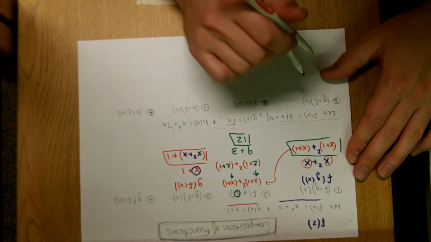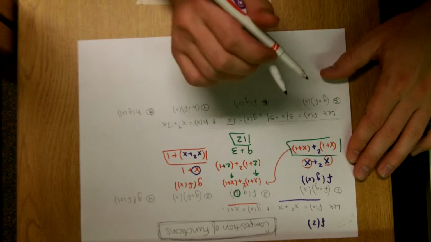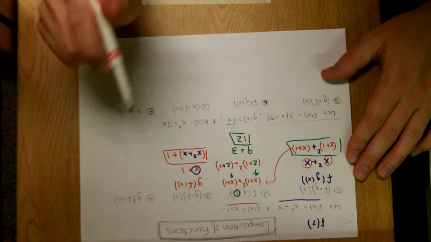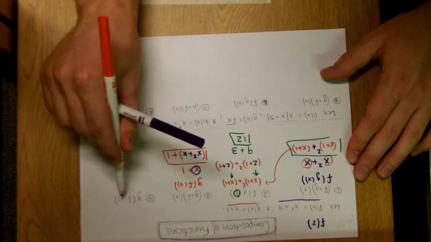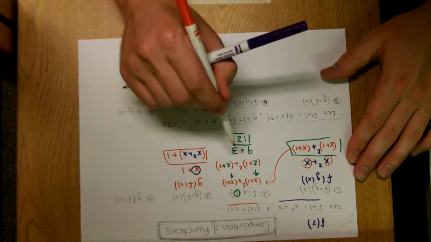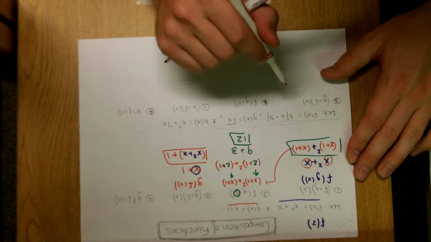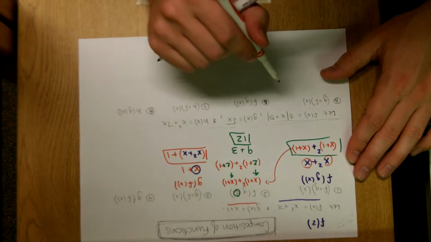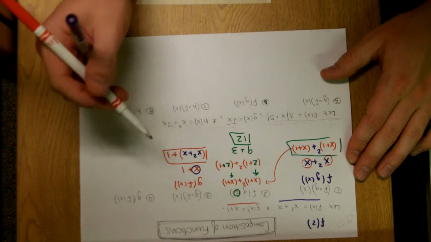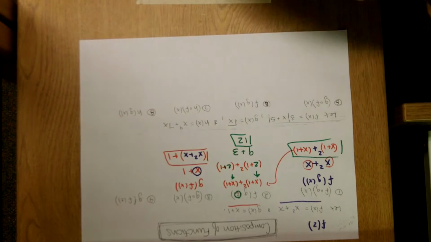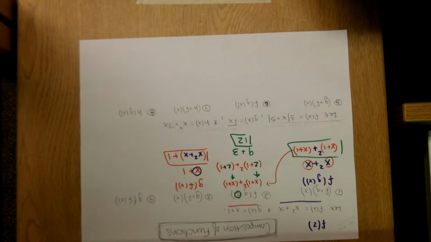Alright, let's look at the next one. G of f of 2. Notice, same notation as this, but now we're looking at when f is evaluated at 2. So every time we see an x now in our final equation, we're going to go ahead and put in a 2, just like we did before.